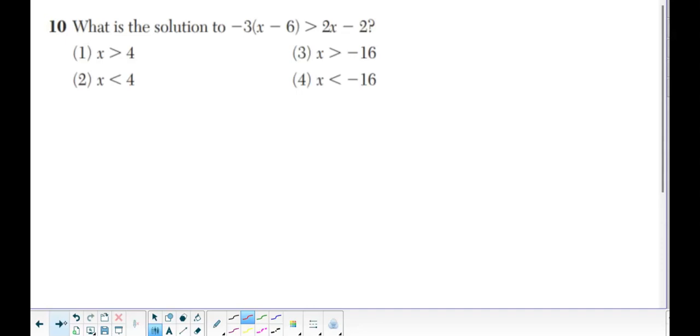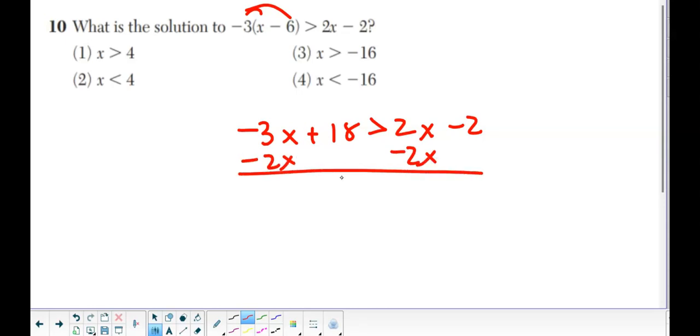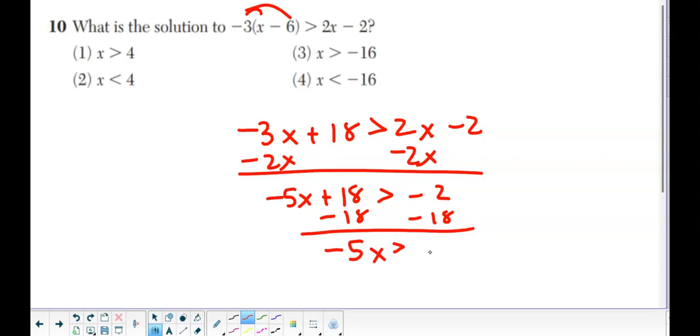Question number 10 asks us to solve this inequality, first by distributing -3, and then by using our properties of equalities to move terms to either side. I'm going to move the 2x to the left, and the 18 to the right. And don't forget, when you divide an inequality by a negative value, that you reverse the order of the symbol. So we're going to get a less than sign with our 4.